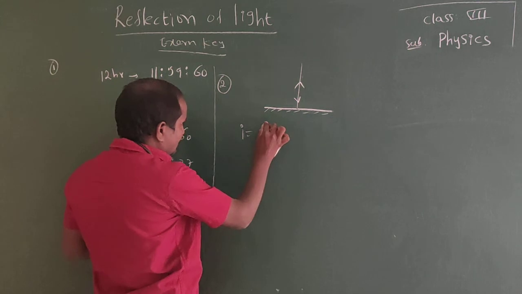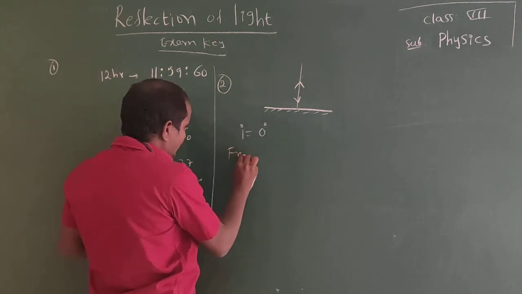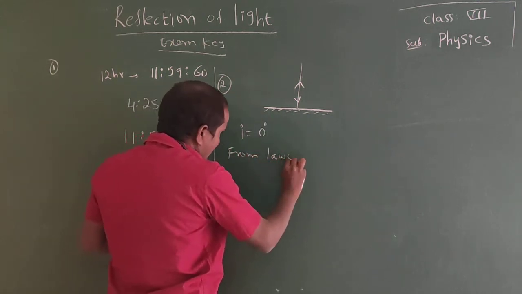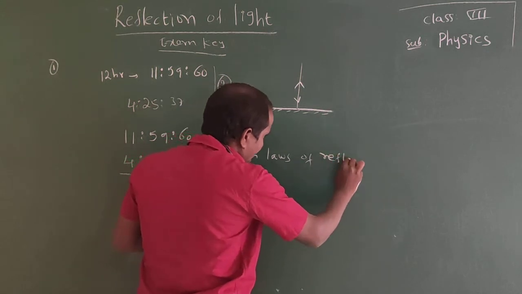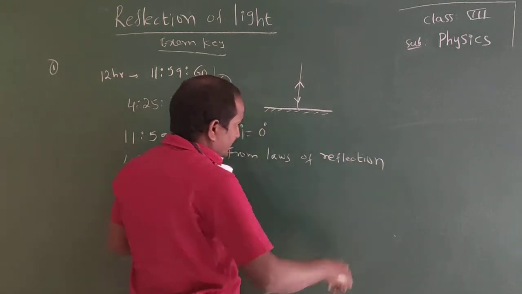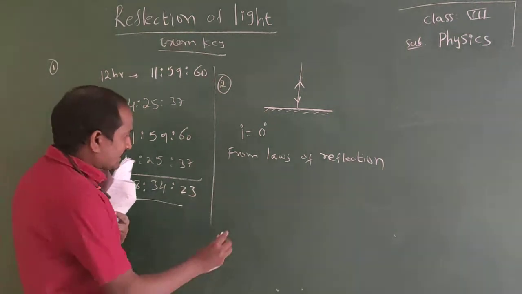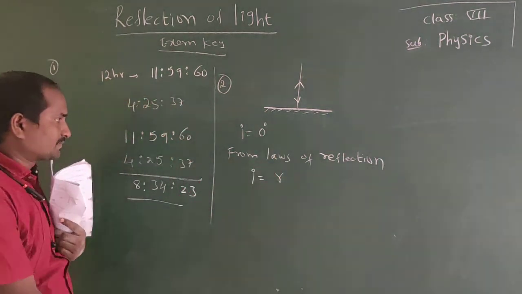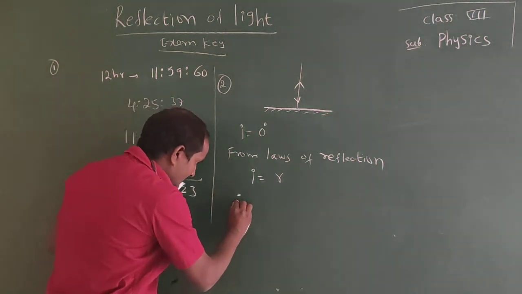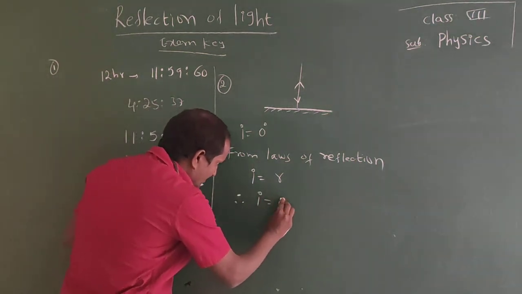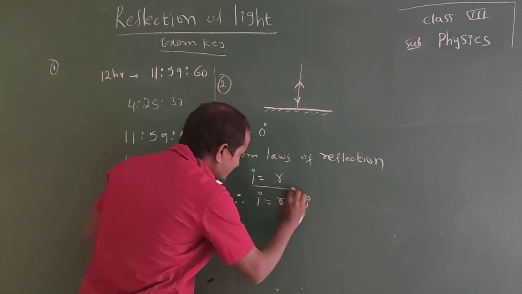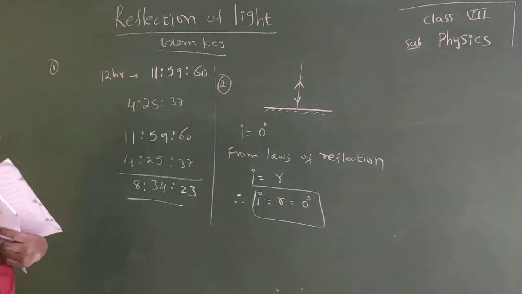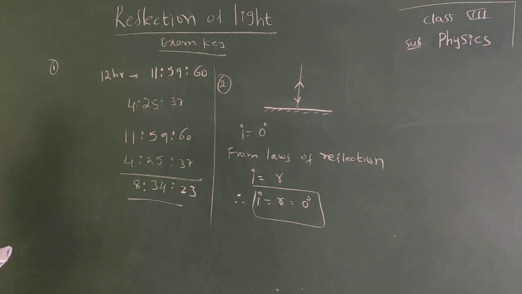From the law of reflection, 0 degrees. From the law of reflection, angle of incidence is equal to the angle of reflection. Therefore I equal to R equal to 0 degrees. Okay. Next question, number 3.